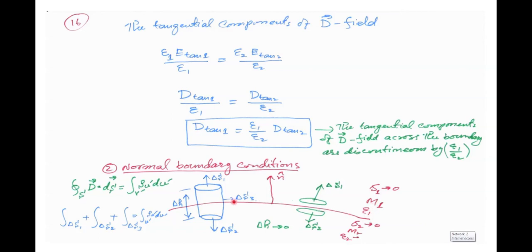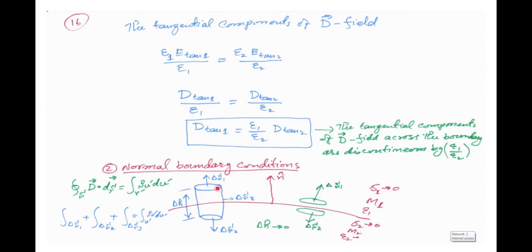The red line represents the interface or boundary between M1 and M2. The conductivity of material 1 is 0 and that of material 2 is also 0, so the two materials are perfect dielectric materials. Epsilon 1 represents the permittivity of material 1 and epsilon 2 represents the permittivity of material 2.